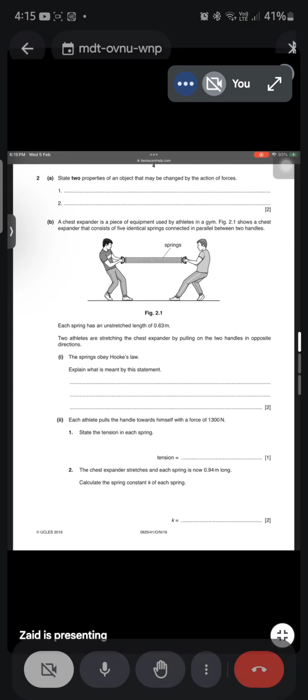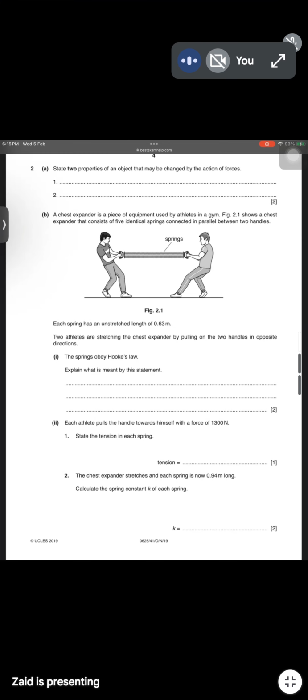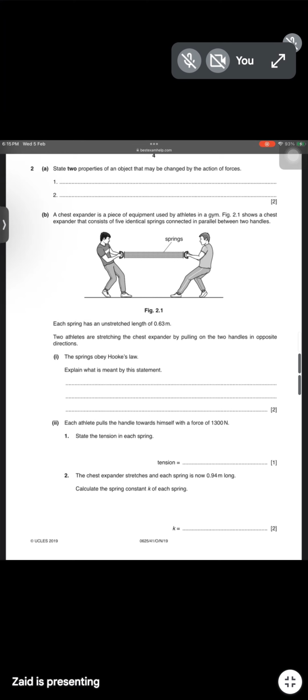Ziad, what was your answer for this? Exactly, they haven't asked you to calculate. They're just saying state the tension. 1300, that's it. For the spring on the hand of the person on the left side, the tension is acting towards the right. They're exerting the same amount of tension, so that's going to be 1300.